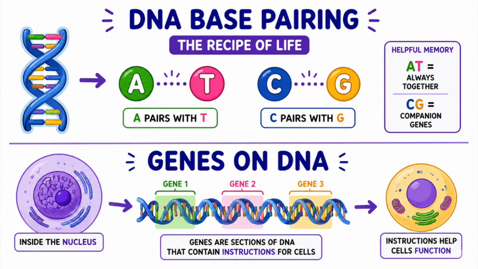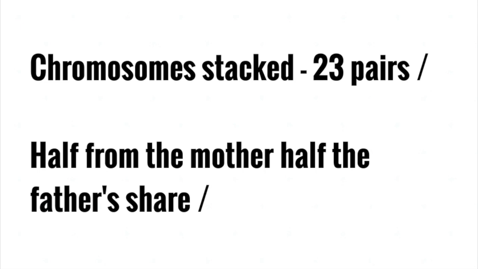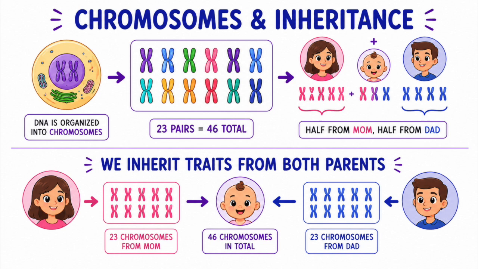Genes are sections of DNA that contain instructions used by cells. Chromosomes stacked, 23 pairs. Half from the mother, half the father share. DNA is organized into structures called chromosomes. Humans have 23 pairs of chromosomes, for a total of 46. We inherit 1 chromosome from each pair from our mother and the other from our father, which is why we share traits with both parents.